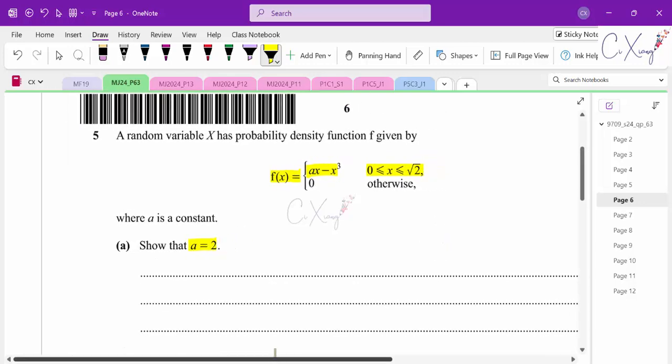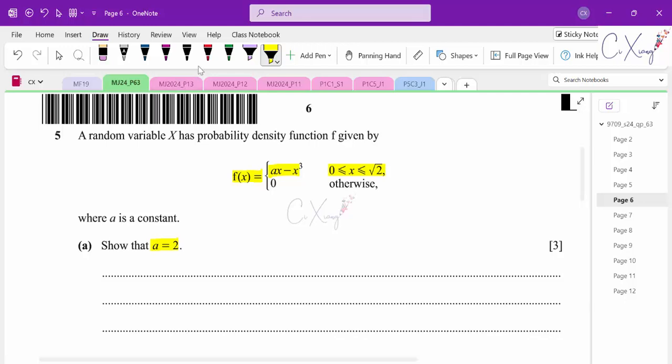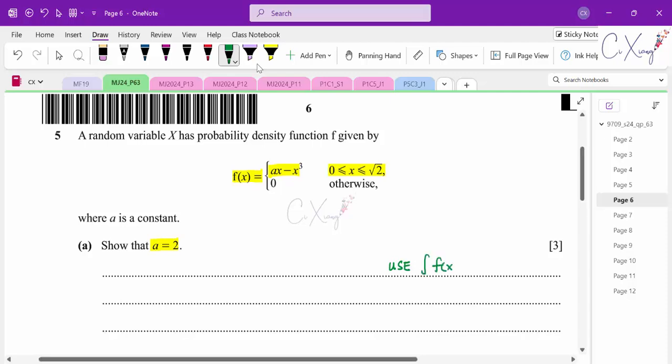So first, to find out the constant a, you have to use the basic concept where you integrate the whole probability density function, and it should equal 1. So let's start from here. I want to integrate, the limit is 0 until root 2, for the function ax minus x power 3 dx, and I let it equal 1.